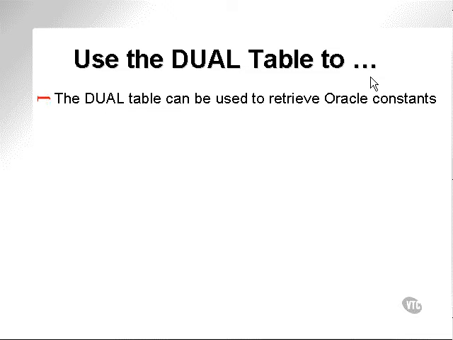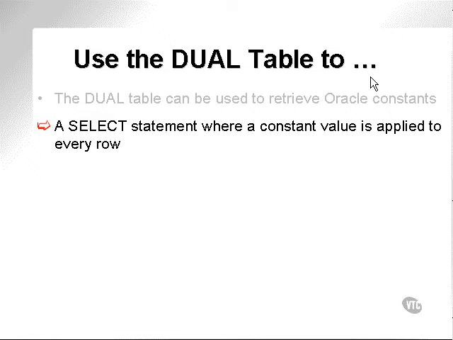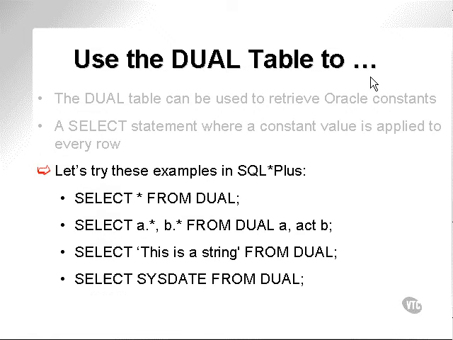You can also do a select statement that selects a single literal value from dual. You can't select that single literal value from a table because it doesn't exist in the table. The only thing that exists in the table are column names. You could also apply a constant value to every row.